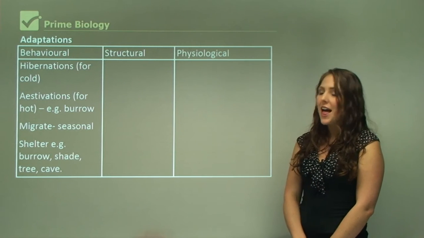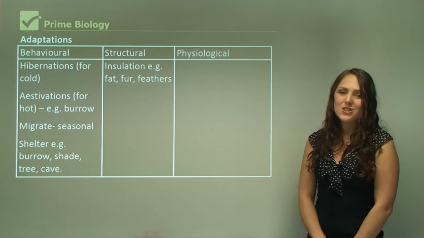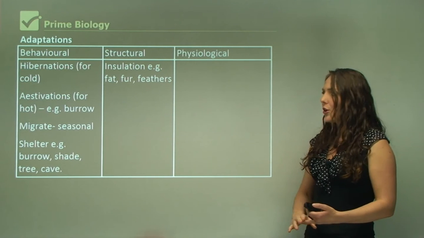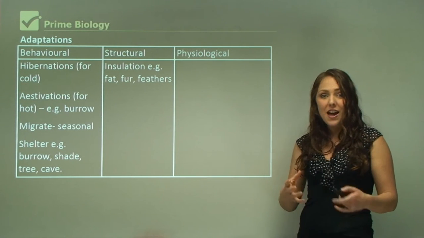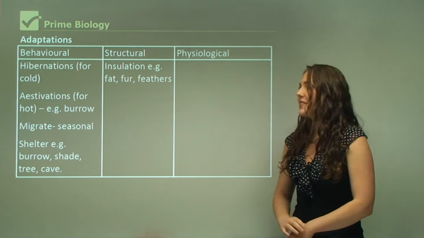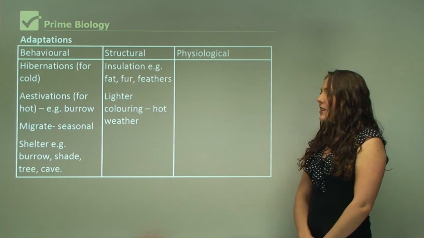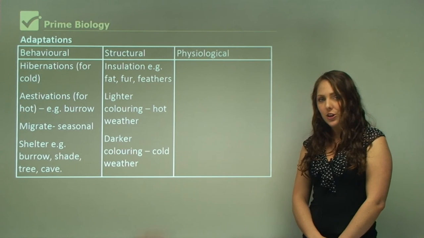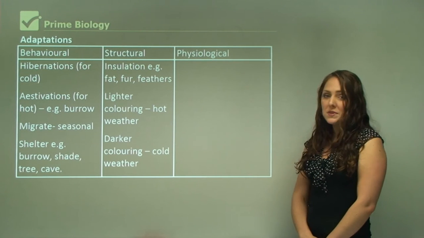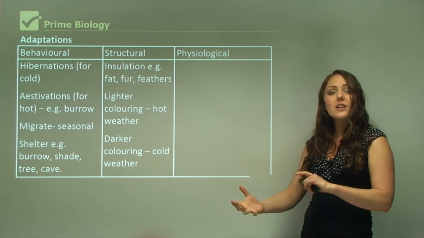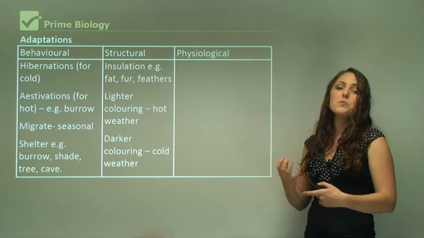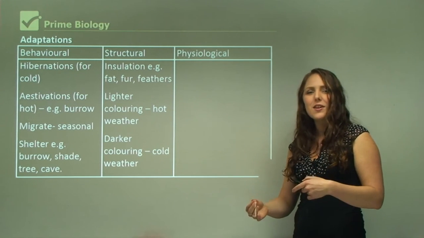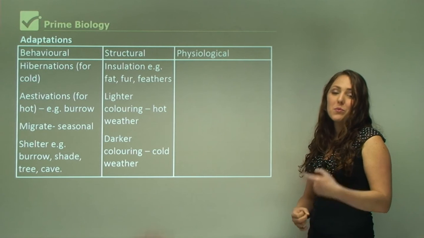Now some structural adaptations. There's insulation, so we've got fur, fat and feathers. Now fat, you can also call it blubber, is a better term. There's lighter colouring for hot weather and there's darker colouring for cold weather. In one particular lizard, it actually can go darker when it's colder to absorb more light and lighter when it's hotter.